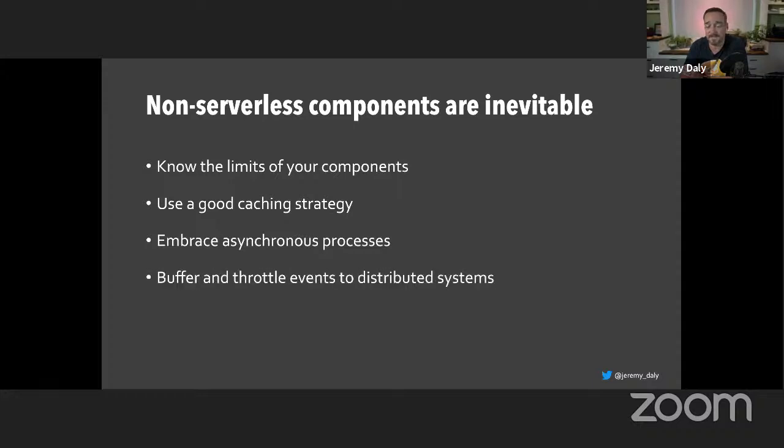Buffering and throttling events to distributed systems, again, another really, really good practice. No reason to try to call something immediately if you don't need to. If you can design your application to have some sort of throttling built in and you can buffer those events, great, to handle spikes in workloads without having to worry about capacity planning. So always something that is good to have in the mix.